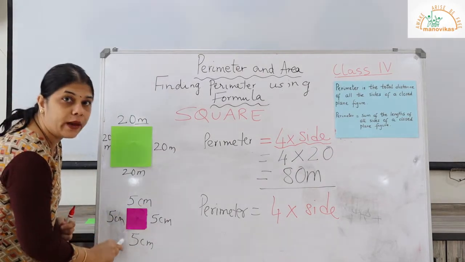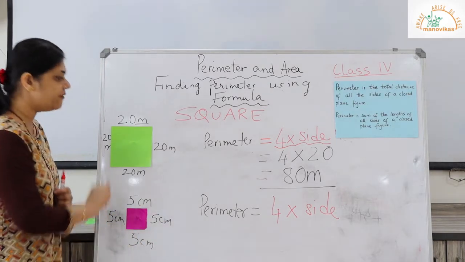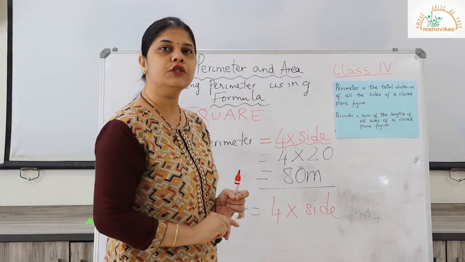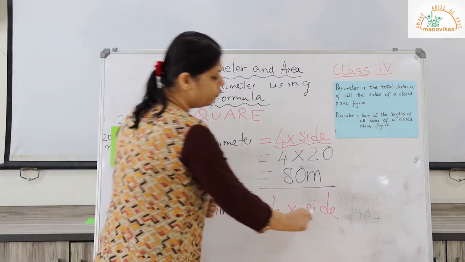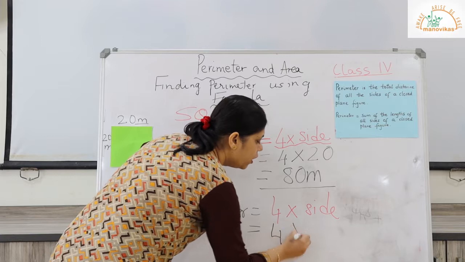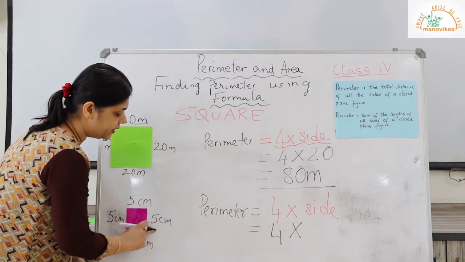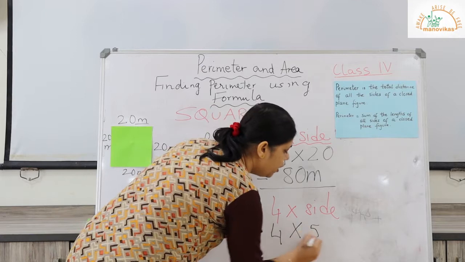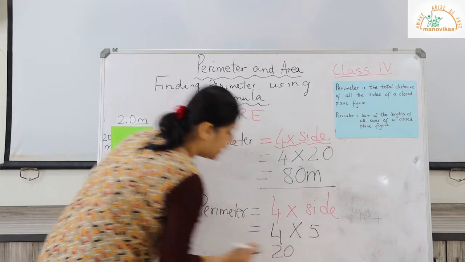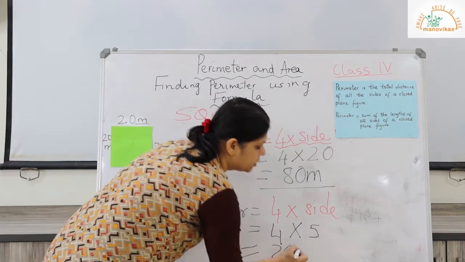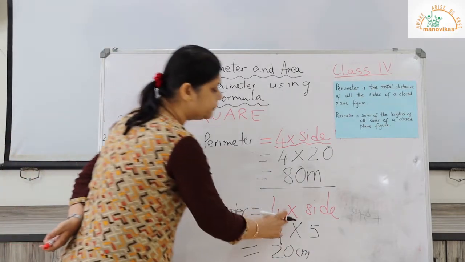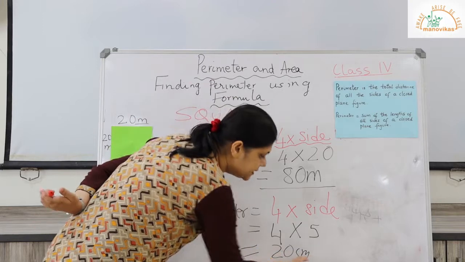This is a smaller square with each side given as 5 centimeters. Again, use the same formula. What is the formula now you are going to use? Perimeter equals 4 multiplied by the side. So, we will multiply 4 with the measurement of the side which is given, that is 5. So, we all know that 4 multiplied by 5 is how much? 20. Now, what are the units again? Centimeters. So, the perimeter of this square using the formula 4 multiplied by side is 20 centimeters.